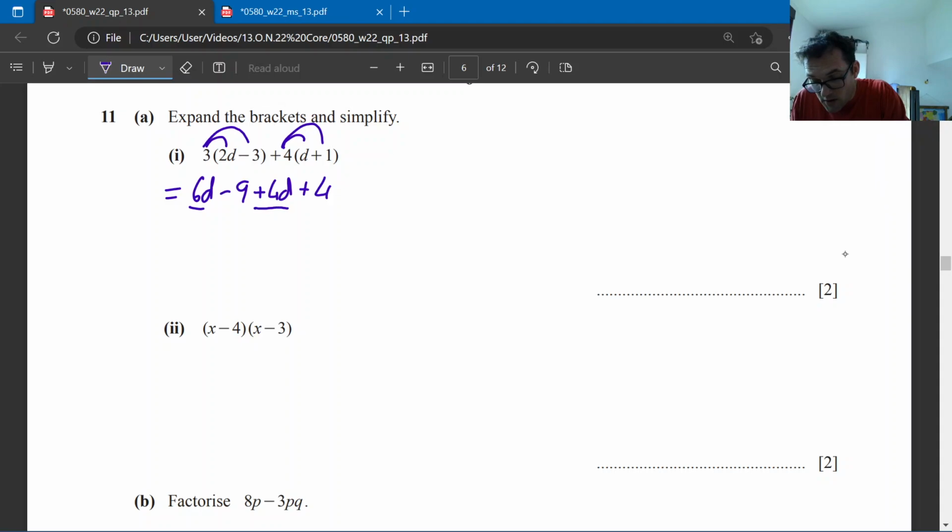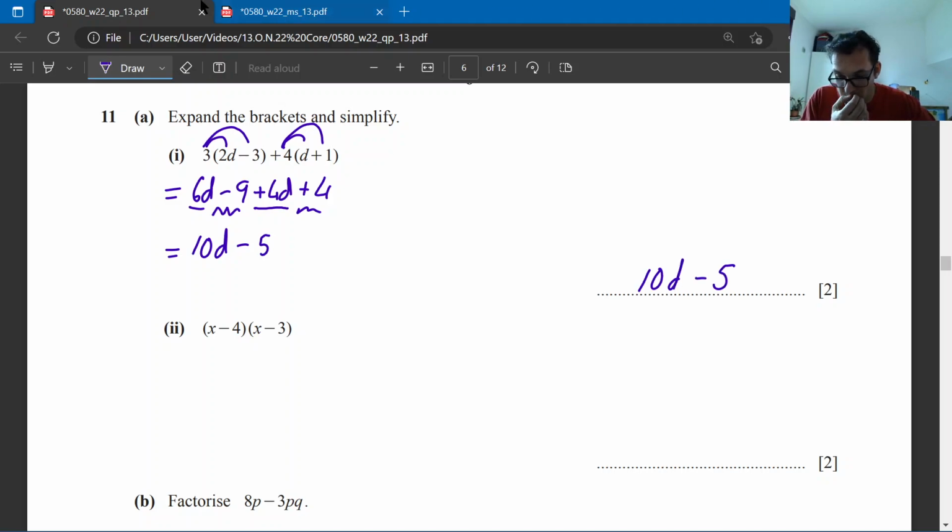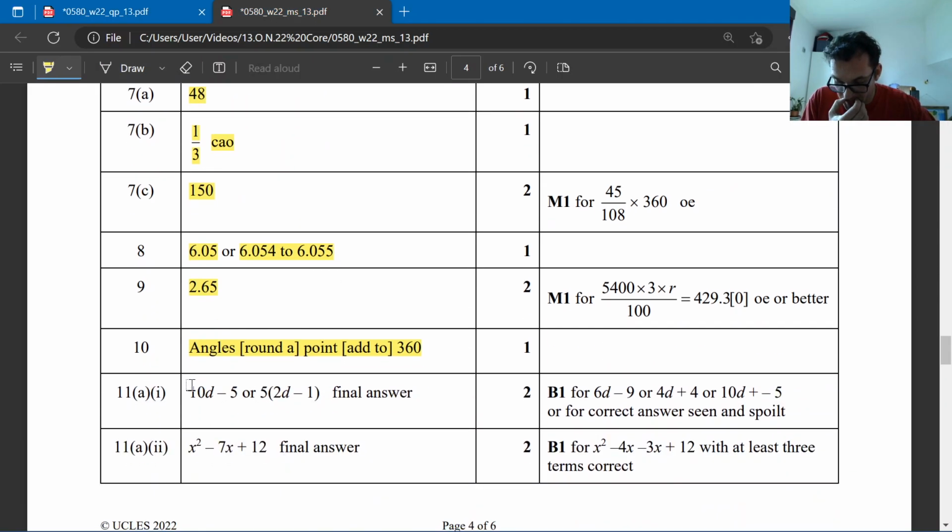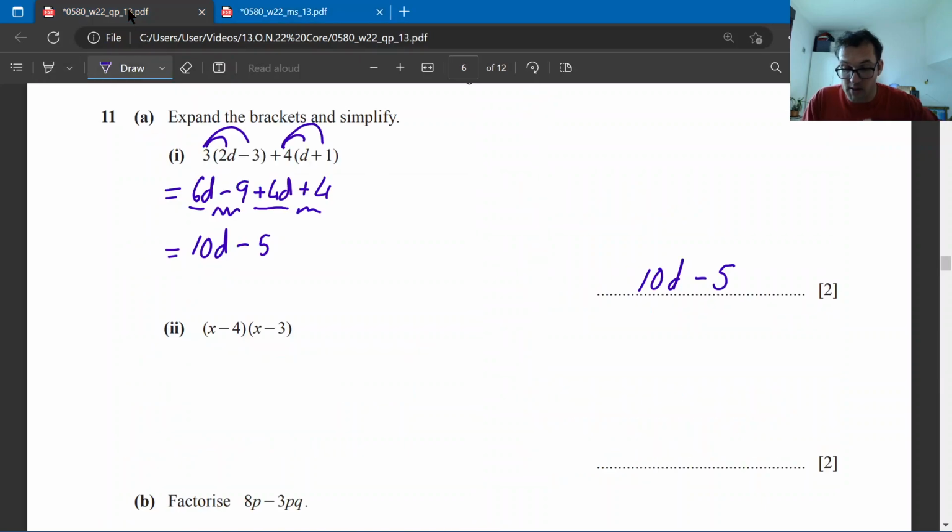6d plus 4d, that positive 4 goes with the d, gives us 10d. And then we've got minus 9 plus 4. So think of minus 9 on the number line, you move up 4, you're going to be at minus 5. Final answer, 10d minus 5. You can have a factorized answer as well if you want.